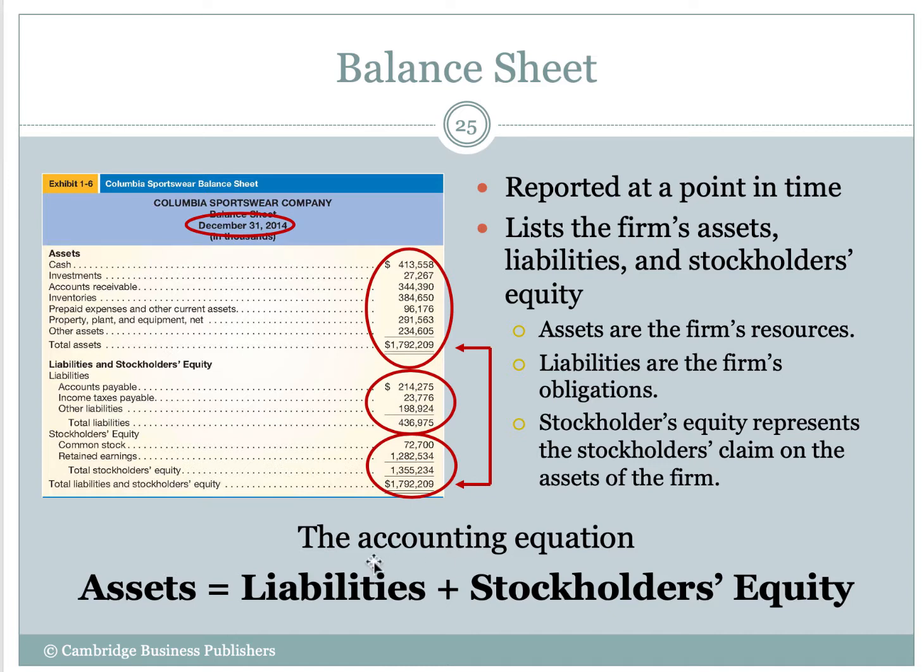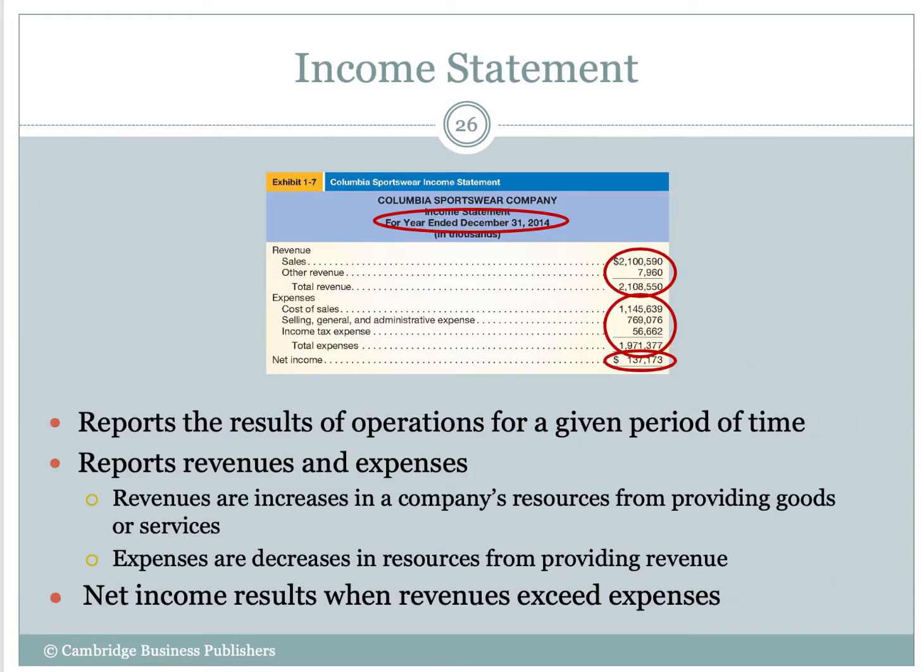So when we're talking about stockholders' equity, basically stockholders' equity are the owners' or the stockholders' claims on the assets of the firm, okay? So we have assets. These assets that we have purchased, we have to convert them to cash and either pay our liabilities or pay them out to the stockholders, okay? So that's the balance sheet.